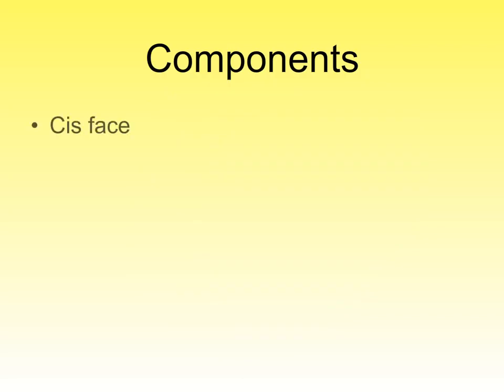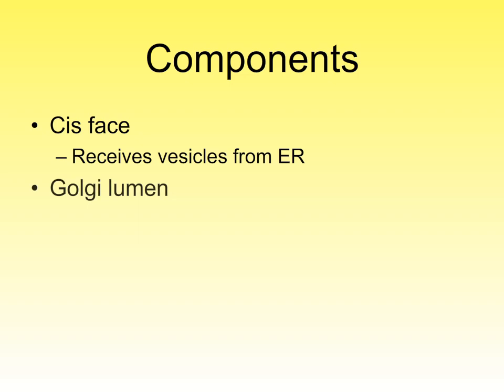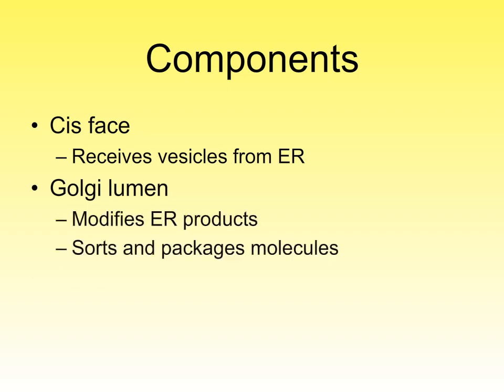The side closest to the ER, the cis face, receives the transport vesicles from the ER. In the lumen, enzymes modify ER products, which are then repackaged into another vesicle. A molecular label is also added to route the modified product to the correct location. The repackaged product buds off the trans face of the Golgi.